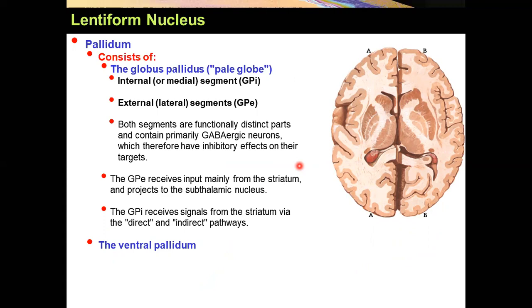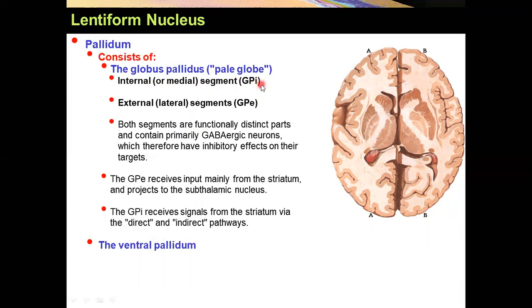The pallidum. The pallidum consists of the globus pallidus, meaning pale globe, and also the ventral pallidum. Now let's talk about the globus pallidus in detail. As you see here, the globus pallidus, or the pale globe, has two segments. One is the internal or medial segment. This internal or medial segment is commonly known as GPI.